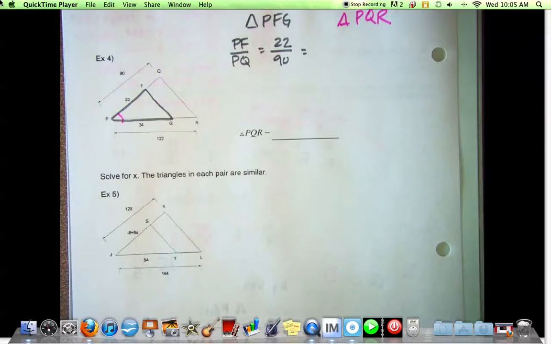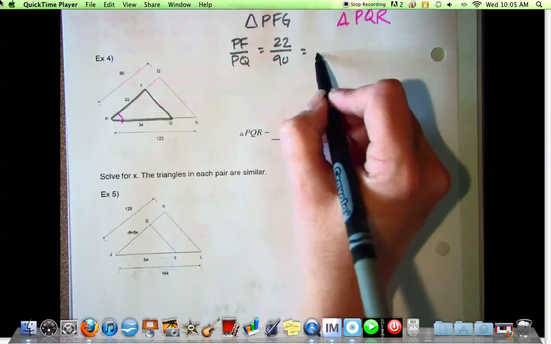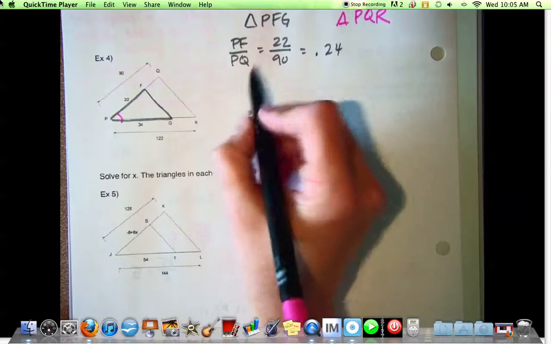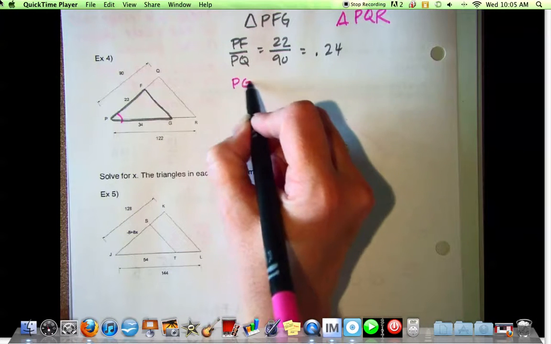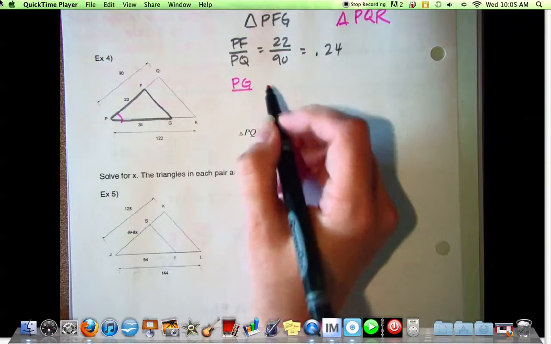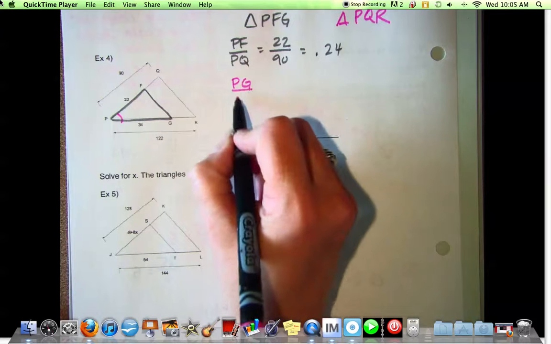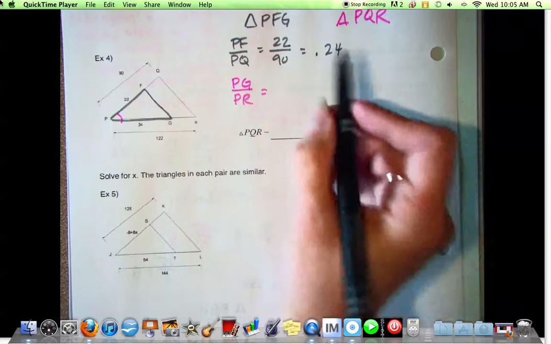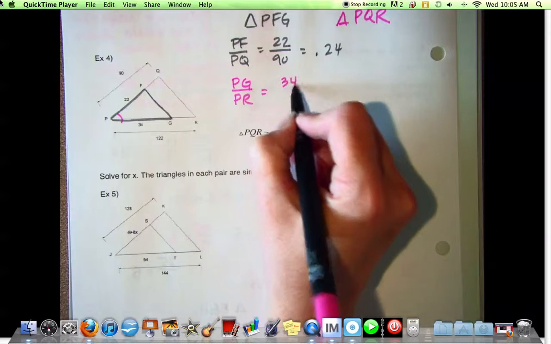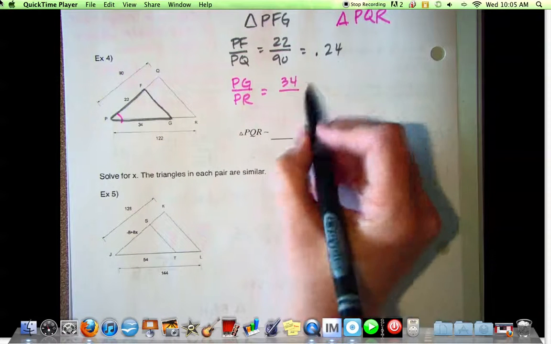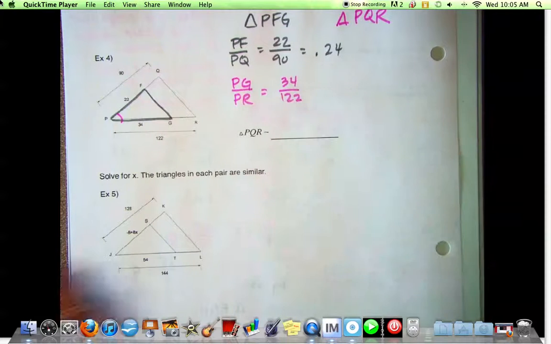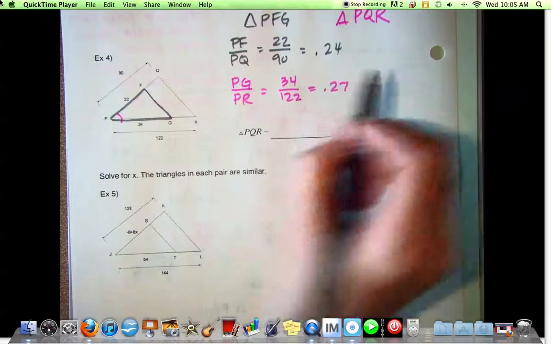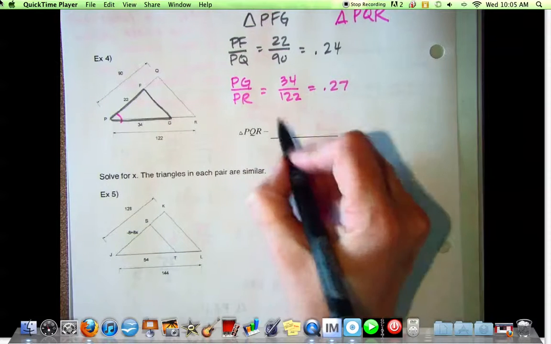a scale factor of 0.24, okay? PG is similar to PR. PG has a length of..., and PR has a length of..., and that scale factor is..., are they similar? No.